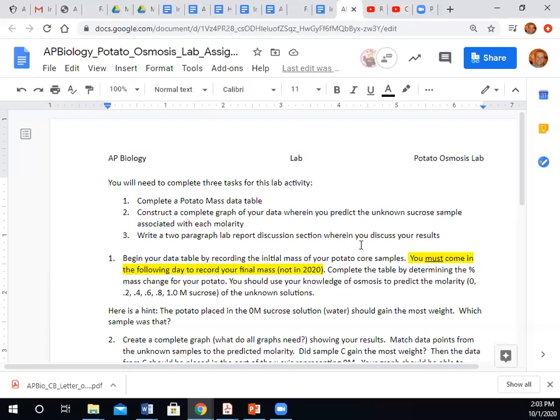In addition to drawing a graph and answering some of these questions, I'd like you to write a 2-paragraph lab report. So again, it's not like you have to write a whole lab report. I just want you to discuss the graph that you created. Why did you guess, not guess, predict that, I don't know, beaker B or solution B contained 0.6 molar sucrose solution? Why did you say that? Why did you say this one was 0? Why did you say this one was 0.2? Are there any questions on that?